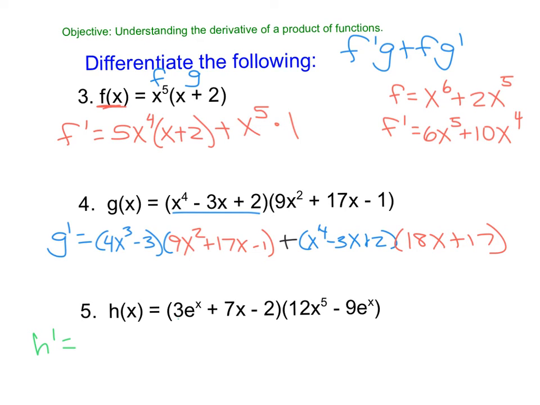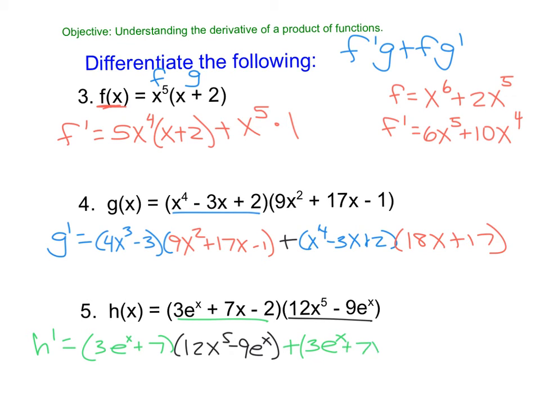All right. Derivative of the first, 3e to the x plus 7, times the second, 12x to the fifth minus 9e to the x, plus the first, rewrite, derivative of the second. We're doing black. 60x to the fourth minus 9e to the x. That's it.